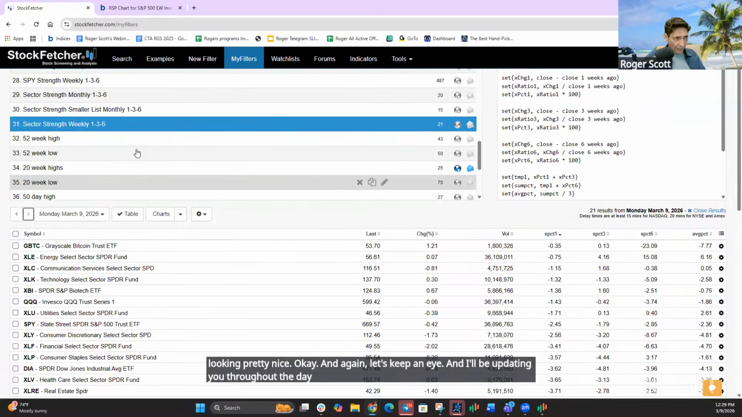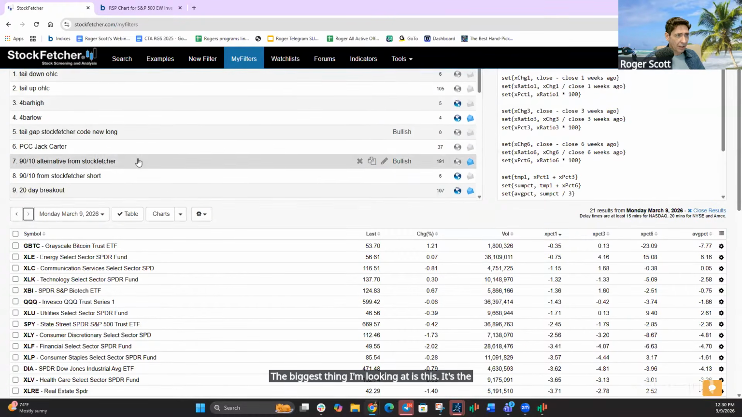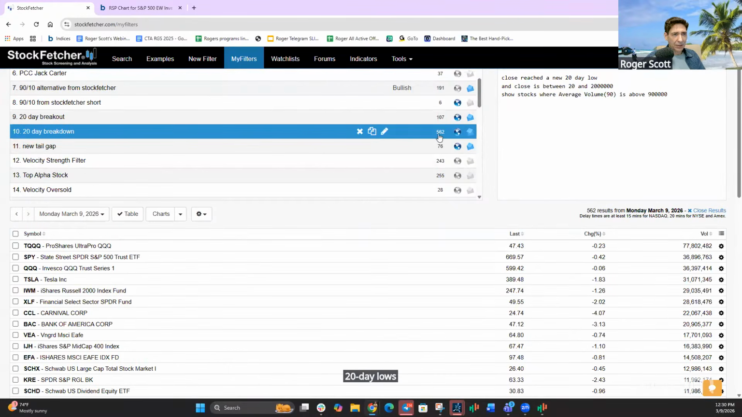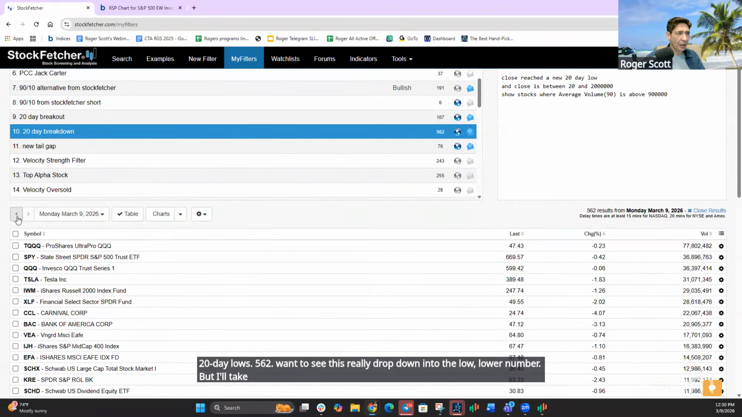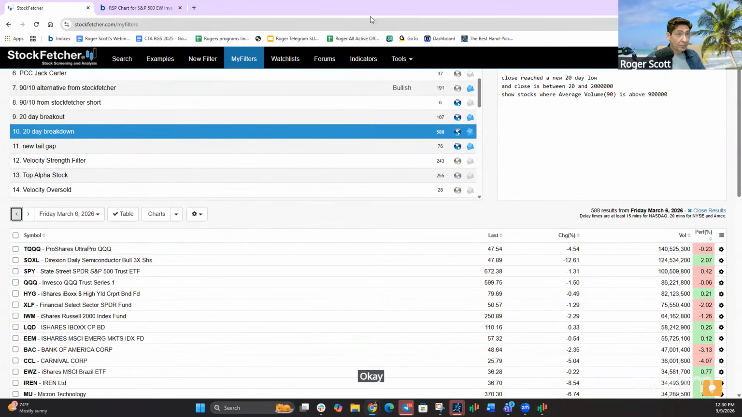But the biggest thing I'm looking at is this. It's the 20-day lows. 562. I want to see this really drop down into the lower number. But I'll take this. This is lower than 588, which is where we came in today with. A lot of people thought we were going to be crashing today, and it didn't look like it. Okay. All right. Raleigh, do we have any questions before I move on?